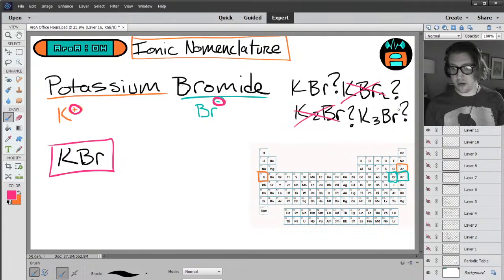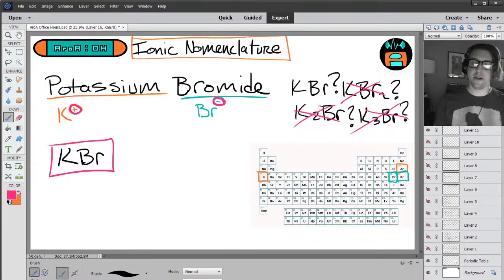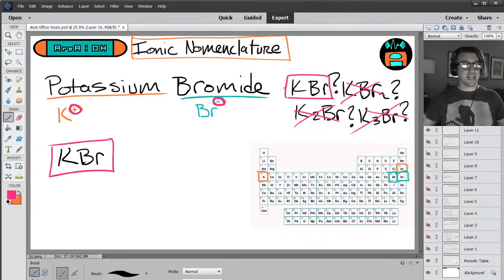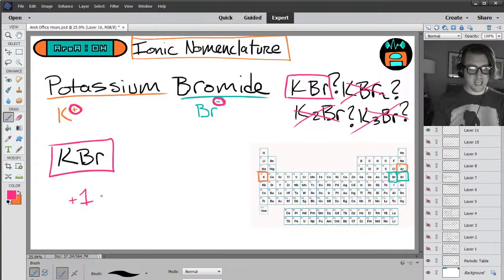So not KBr2, not K2Br, not K3Br. Potassium bromide is KBr because our positives and our negatives always have to balance each other out, right? Another way of saying this would be our +1 added together with our -1 comes out to 0, net neutral.